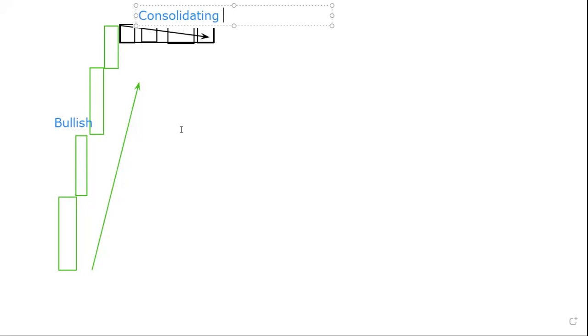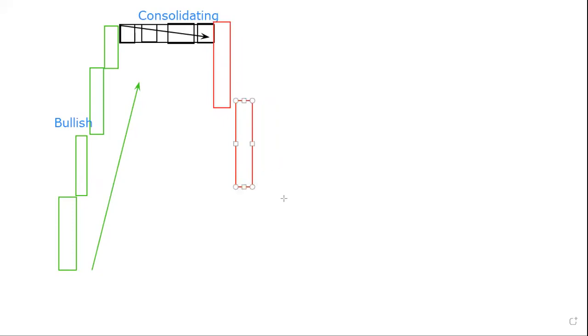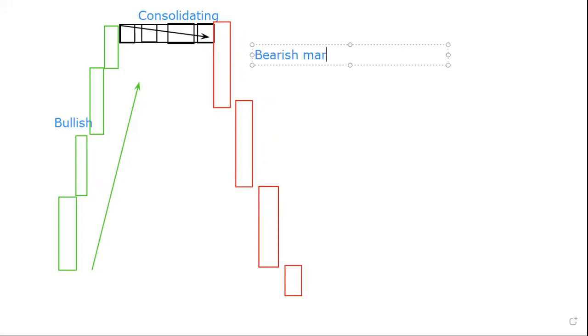Now, if the next movement the market comes down and makes a series of lows, from this low it gave us another low, from that low another low, this one will be called a bearish market. A bearish market is a market that is going in a downward direction.